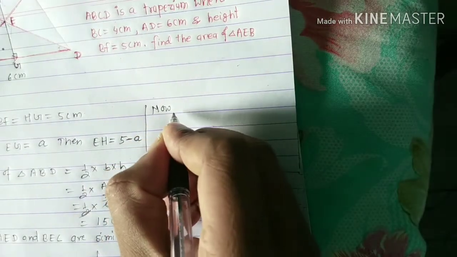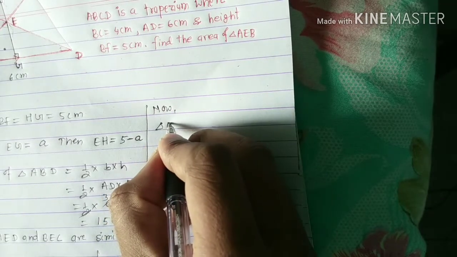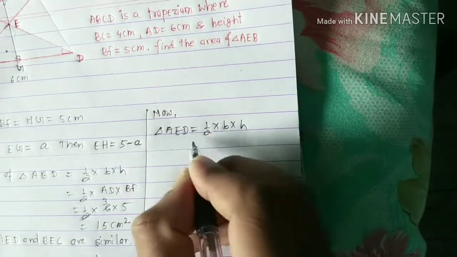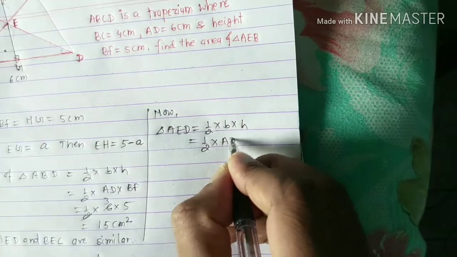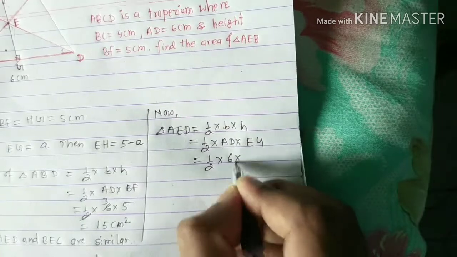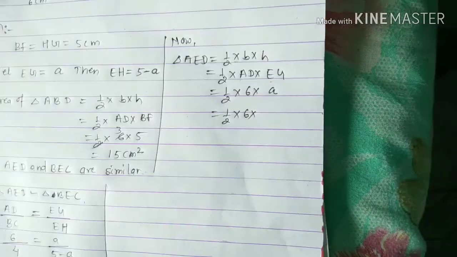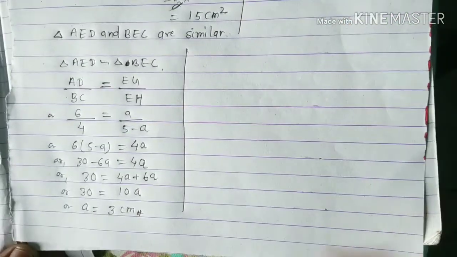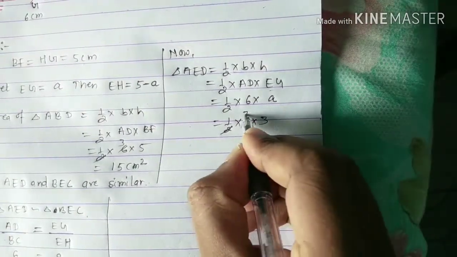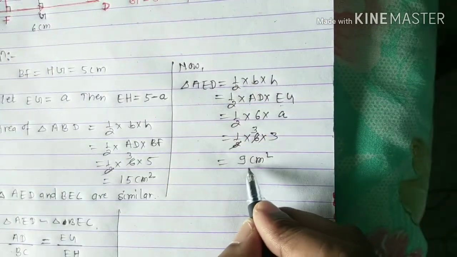Now the area of triangle AED is equal to 1 by 2 times base into height. So 1 by 2 times base AD into height EG. 1 by 2 times AD, which is 6, into EG, which is a. We have got a is equal to 3. So 3 times 3 is 9 cm square. So the area of triangle AED is 9 cm square.